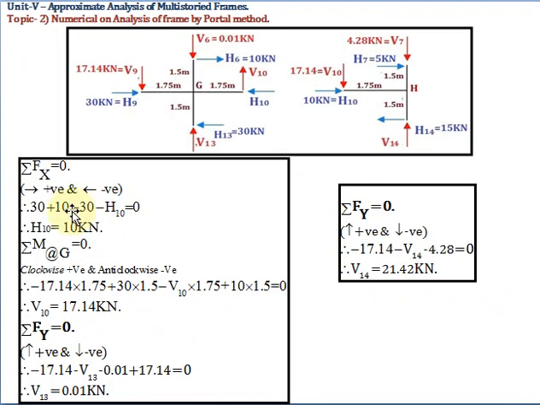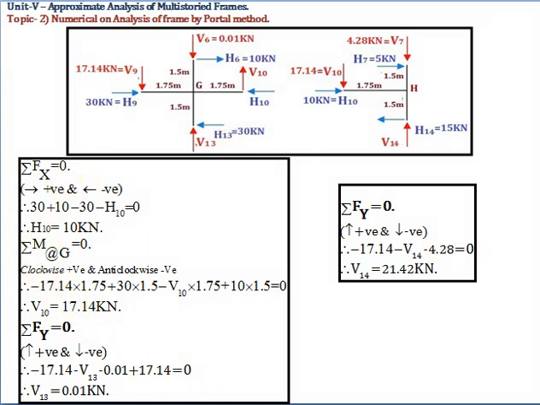Now consider joint G. The forces that we have already calculated are V9, H9, V6, H6 and H13, which are known to us. So find out V10, H10 and V13.